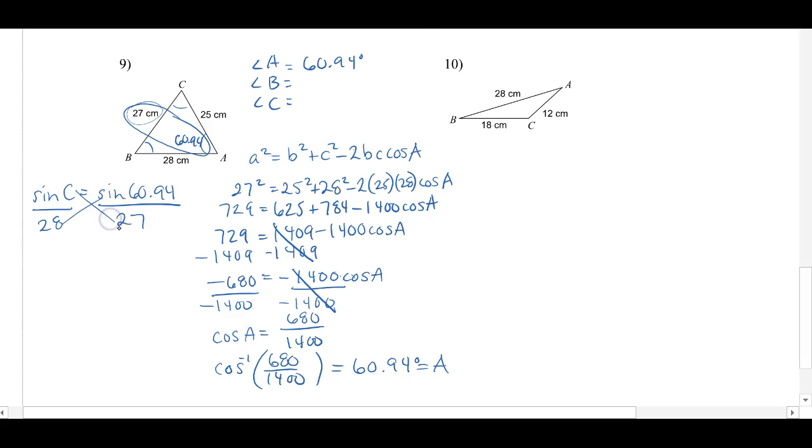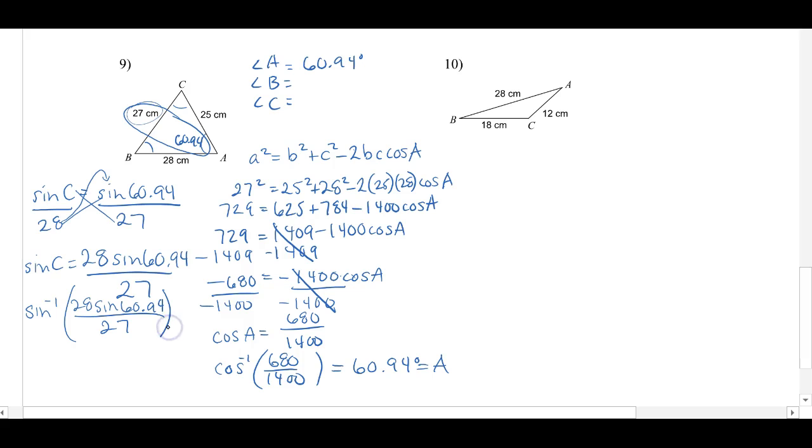And now let's cross multiply. Remember, I can just bring this 28 up to the top here and multiply it. So now I have sine of C equal to 28 times sine of 60.94 divided by 27. And again, here, I'm looking for an angle, sine of an angle, so that means I need to do the inverse sine of this value to the right. So inverse sine of 28 times sine of 60.94 divided by 27, and that is going to give us our angle C.